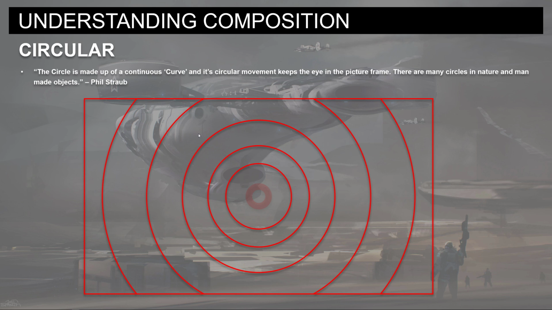Circular is made up of continuous curves, and circular movement keeps the eye in the picture frame. There are many circles in nature and man-made objects. Again, that's from Phil Straub. This one, if it's laid out like this, you can see this guide, it does look like a target. And if you want to think of it in that capacity, where do you want the viewer to look at? Maybe that's the bullseye of this target, right?